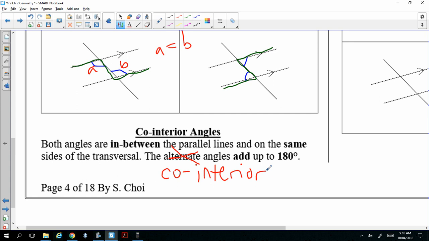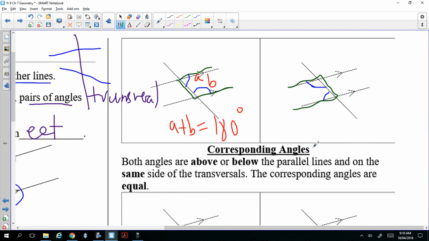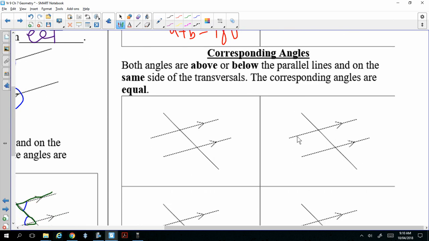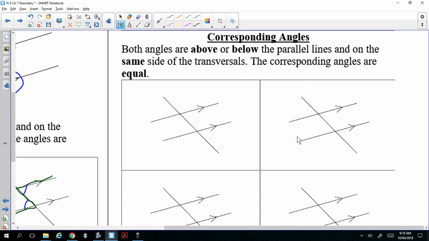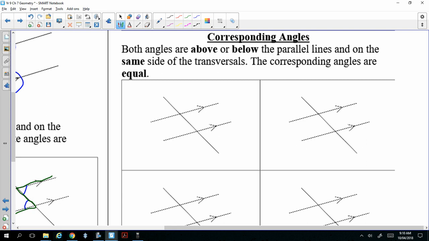Okay, let's move on. What's up with the alternate? If they're equal, aren't they both just 180? Not necessarily. If they're equal, they will both be 90. Yeah, they are equal, but they do not add up to 180. That was a wrong statement.